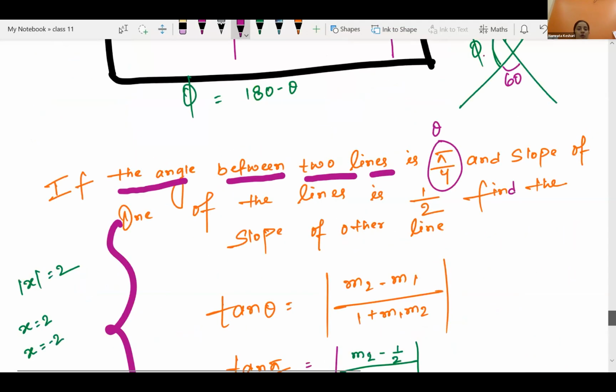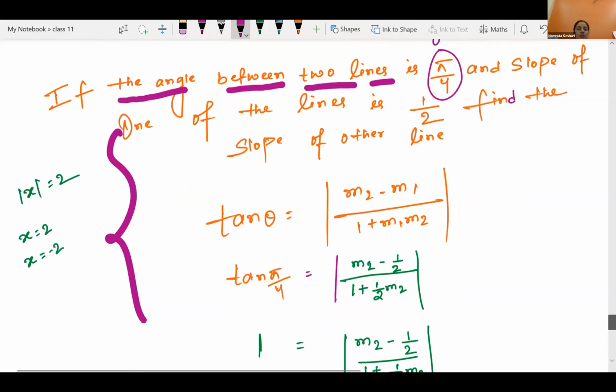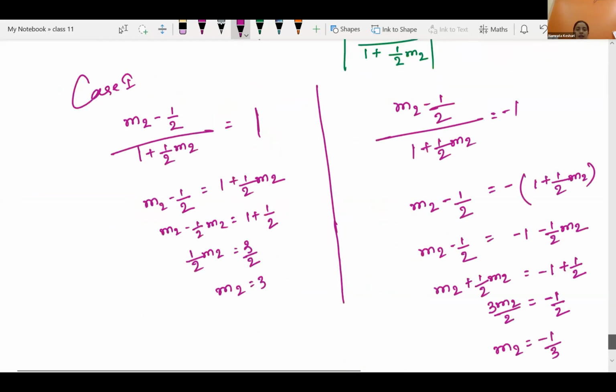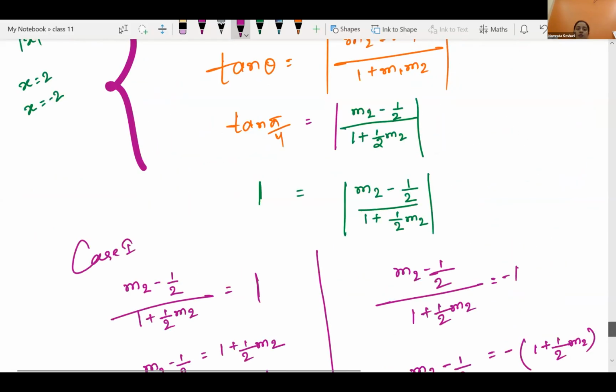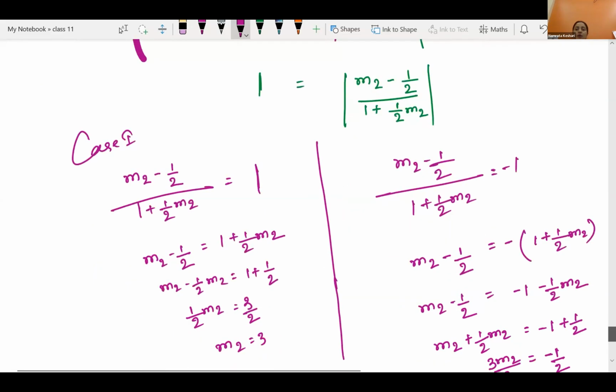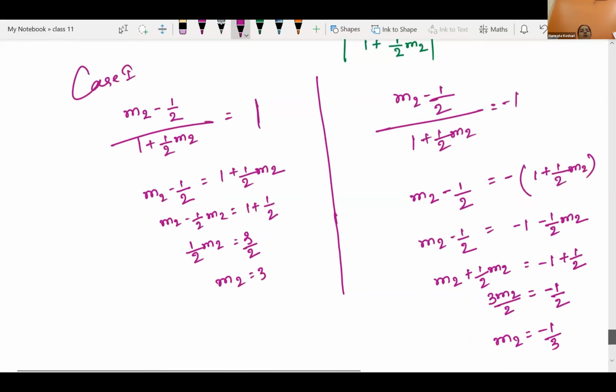This 2m2 we have got. Okay, see the solution. Since modulus was involved over here, we have to take both the cases, either 1 or minus 1. Not only over here. You just try solving for m2 and tell me, are you getting the same answer?